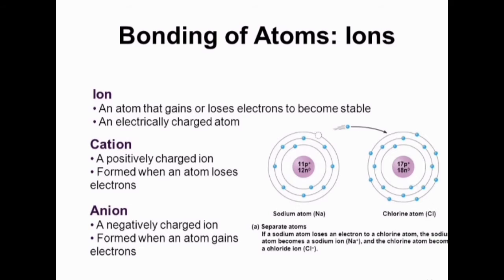When an atom gains or loses electrons to become stable, it is called an ion. A positively charged ion is called a cation, and a negatively charged ion is called an anion. Sodium is a metal, that's why it loses electrons, or it can transfer electrons, while chlorine is a non-metal, that's why it can gain electrons.